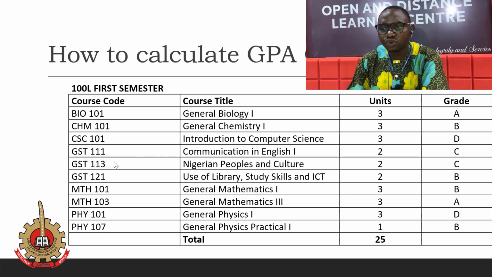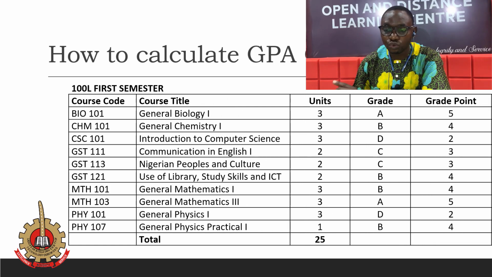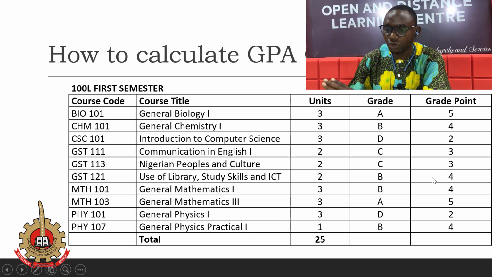Now the next thing to do is to put a grade point that corresponds to the value of the grades that you have. If you have an A, you have 5 points. If you have a B, you have 4 points. If you have a D, you have 2 points. And if you have a C, you have 3 points. So you do it like this, as it is being shown on the screen.